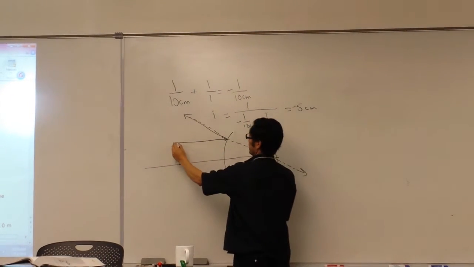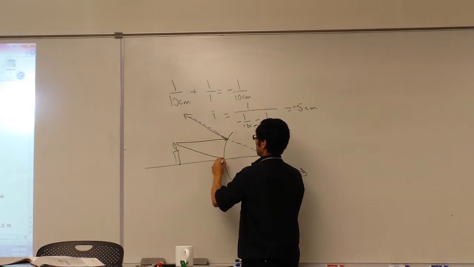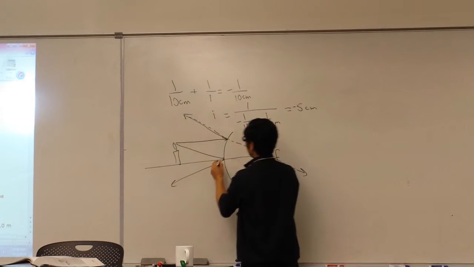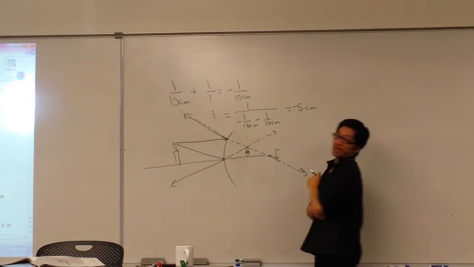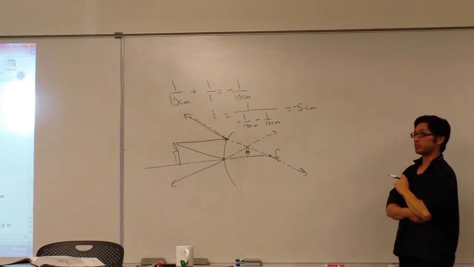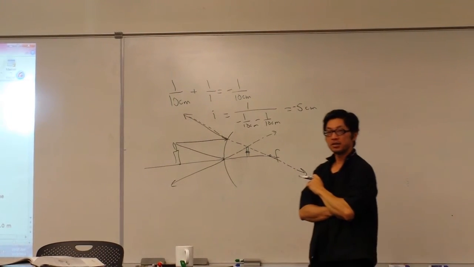And then, what else do I got? I got this, right? And then it reflects back, and here's my image, right there at 5. So that should make sense with our calculations.